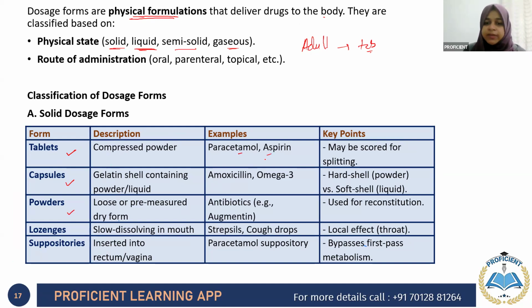Examples are paracetamol and aspirin tablets. Sometimes they are scored, like this, so that we can split it and make it into half, right?